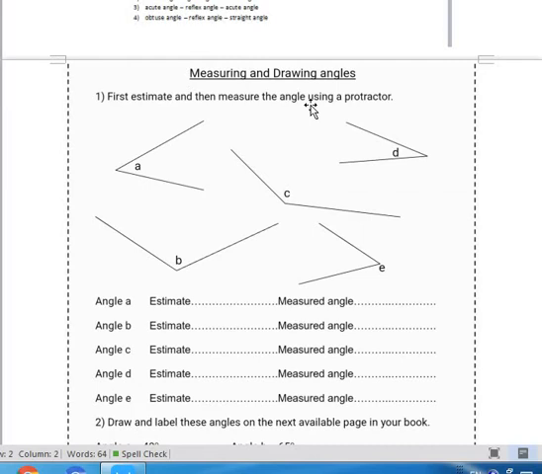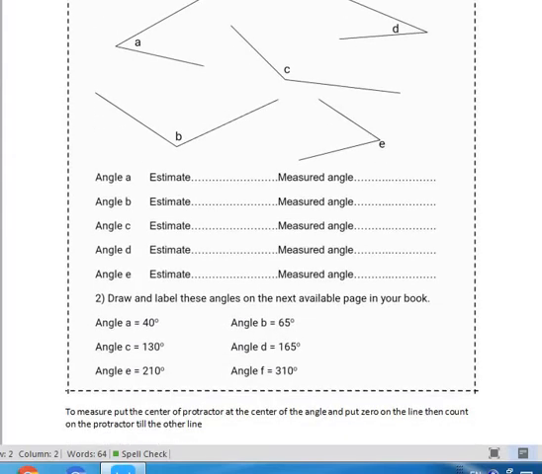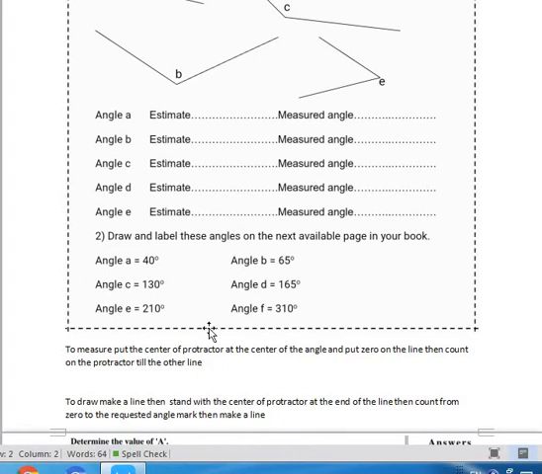Measuring and drawing angles. First, estimate and then measure the angle using a protractor. How to use a protractor? As we have discussed this before, to measure, put the center of the protractor at the center of the angle, and put the line, then count on the protractor till the other line.